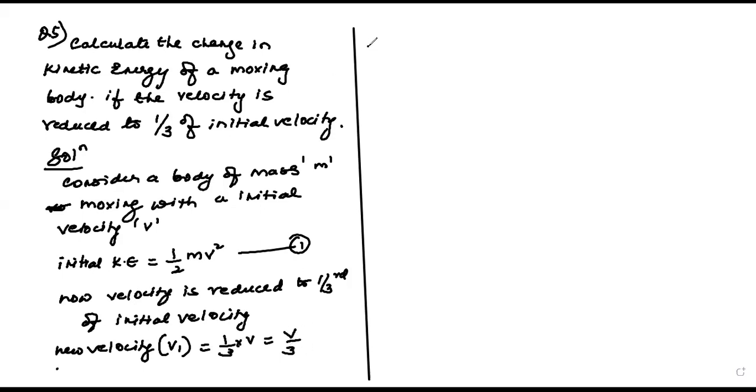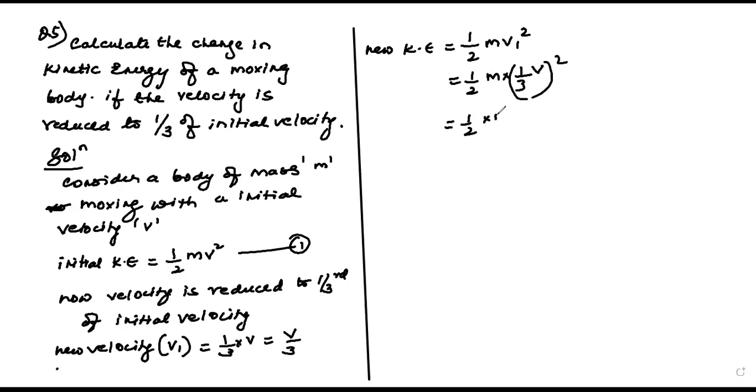So what is the new kinetic energy? New kinetic energy is equal to half m v1 squared, okay? That is half into m into 1/3 into v the whole square, that is (v upon 3) the whole square. You can take it, okay? So what will happen? Half into m into 1/9 v square.